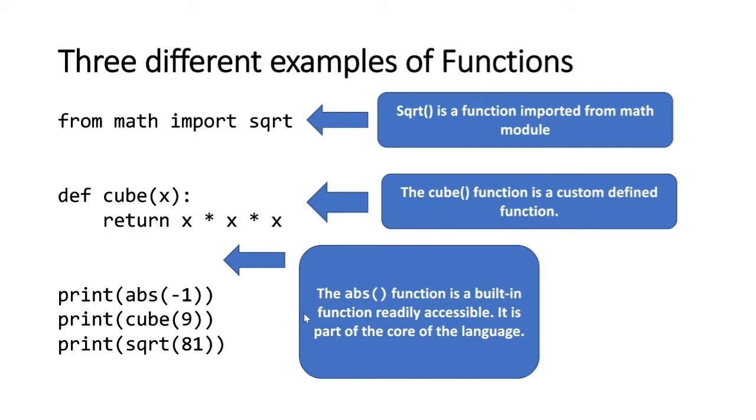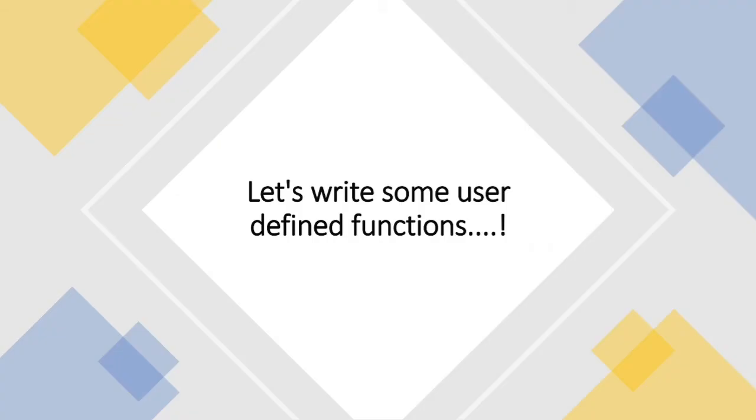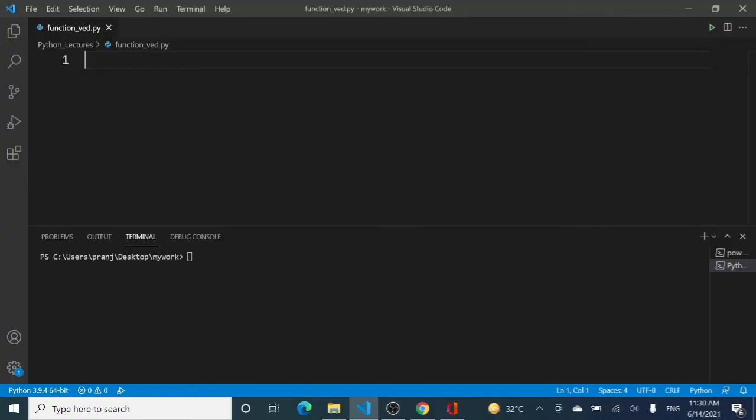So now let us move to the Python screen and have a hands-on on how we can create a function with a parameter, without a parameter, and how it actually works. Right? So let us write some user-defined functions. Right, so now I am on the Python screen of my Visual Studio.